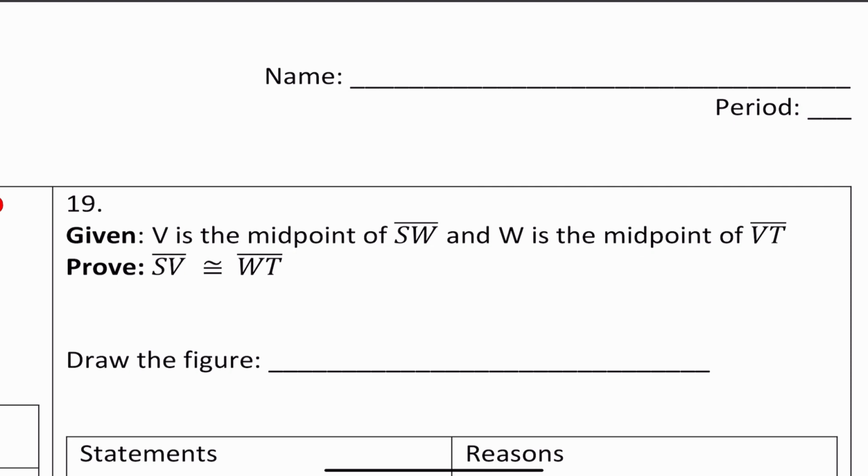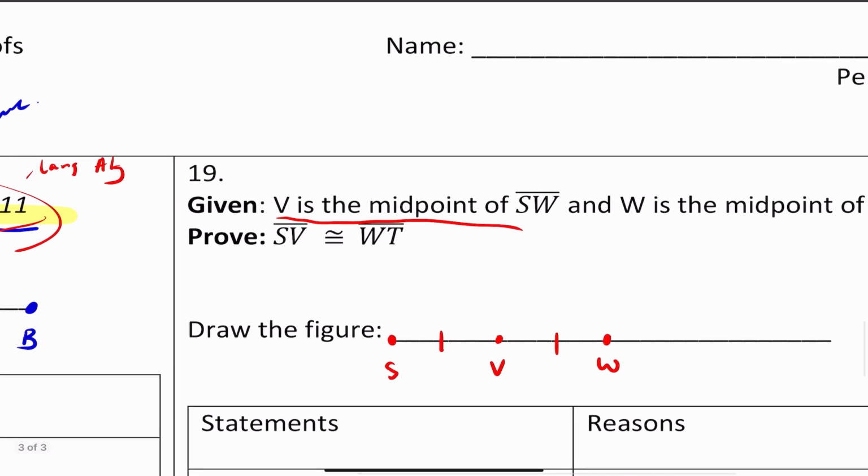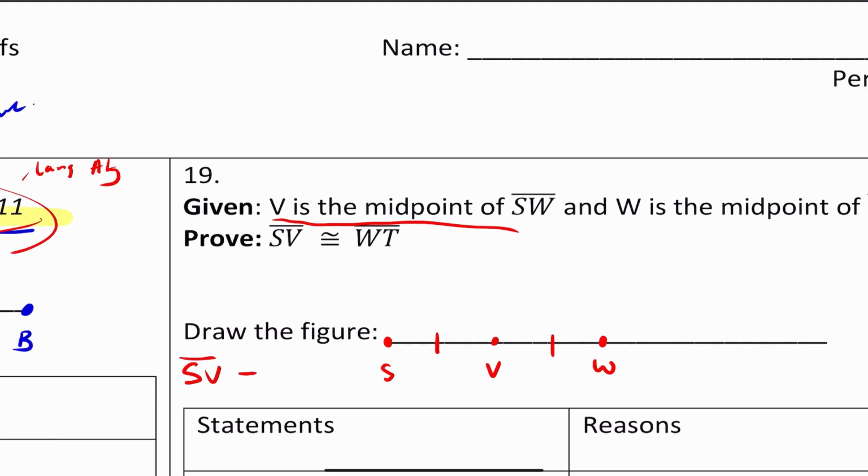So we know that V is the midpoint of segment SW, okay? So I'm going to draw this. So here's SW, and V is the midpoint. So if V is the midpoint, y'all, what is the result of that? Well, it's going to split the segment into two congruent parts again. So that and that are congruent. So I'm going to write that down. Segment SV is congruent to segment VW. And this is by definition of midpoint once again.